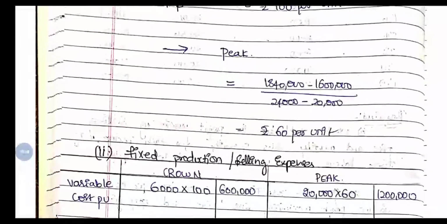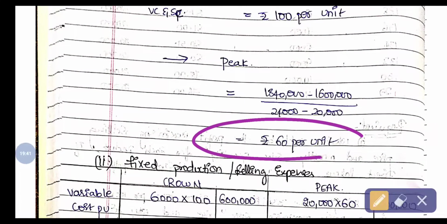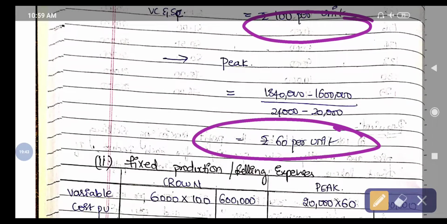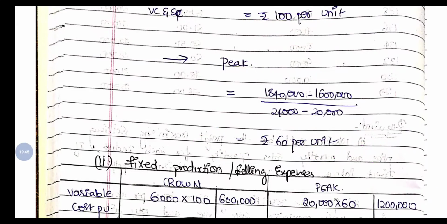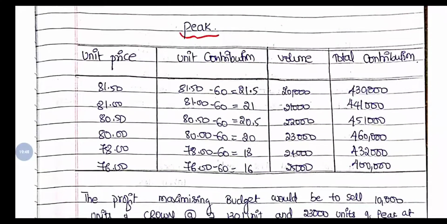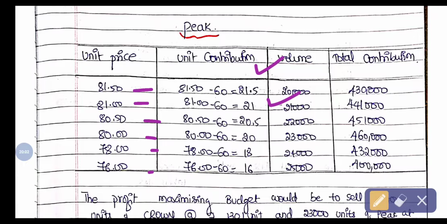How much is the variable cost for Peak? It is 60 rupees. 100 rupees is for Crown, and for Peak it is 60 rupees. As we are calculating for Peak, we'll consider 60 rupees. Just deduct 60 from these prices. 81.50 minus 60 will be 21.5. 81 minus 60 will be 21. 80.5 minus 60 will be 20.5. 80 minus 60 will be 20. 78 minus 60 will be 18, and 76 minus 60 will be 16.